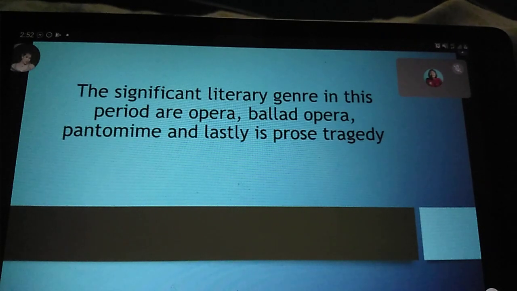Literary genres in this period are opera, ballad opera, pantomime, and lastly the prose tragedy.